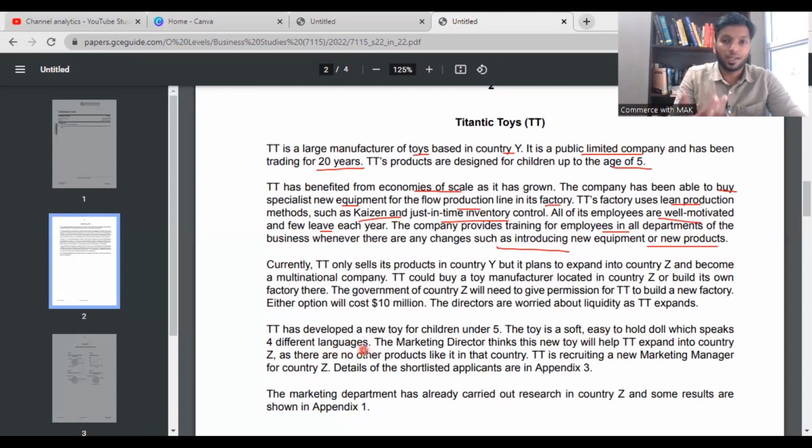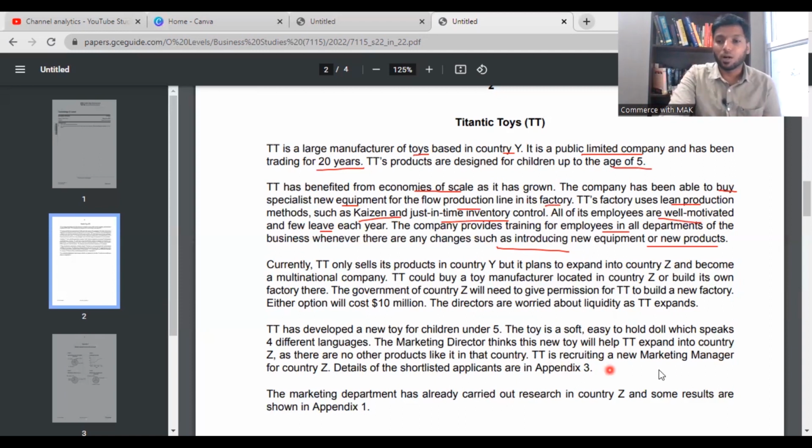So they have brought a creative and unique product, where the toy can speak 4 languages, and it's a toy which has been made for less than 5 years. The marketing director thinks this new toy will help TT expand into country Z, as there are no other products like it in that country. So they're saying that this is a good opportunity because this product is not in the market. If they can bring that product to that particular country, they can easily sell it.